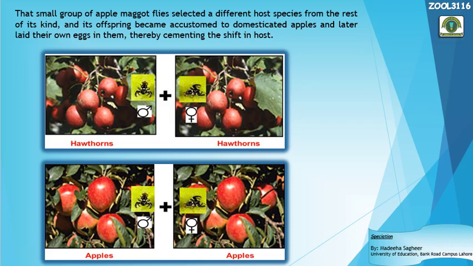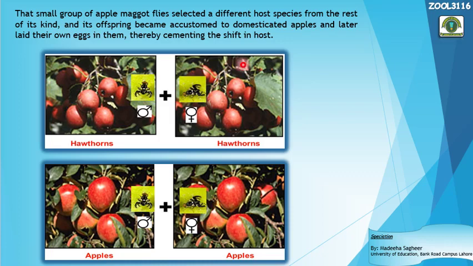Now here in this picture you can easily see what is happening. First let's read this, right? Once a group of apple maggot flies selected a different host species from the rest of its kind, its offspring became accustomed to domesticated apples, and later laid their own eggs in them. Now the offspring of that small group that chose the apple also laid their own eggs on the apple, and this process continued generation after generation, thereby cementing this shift in the host.